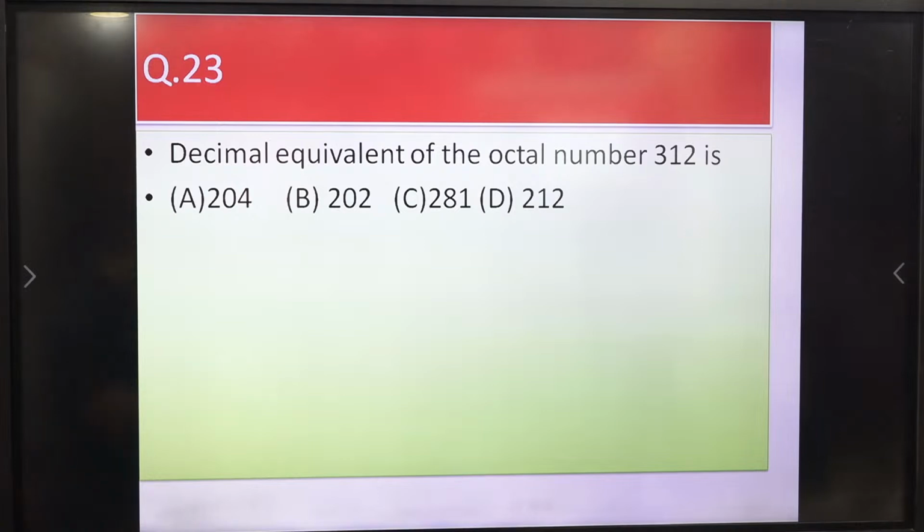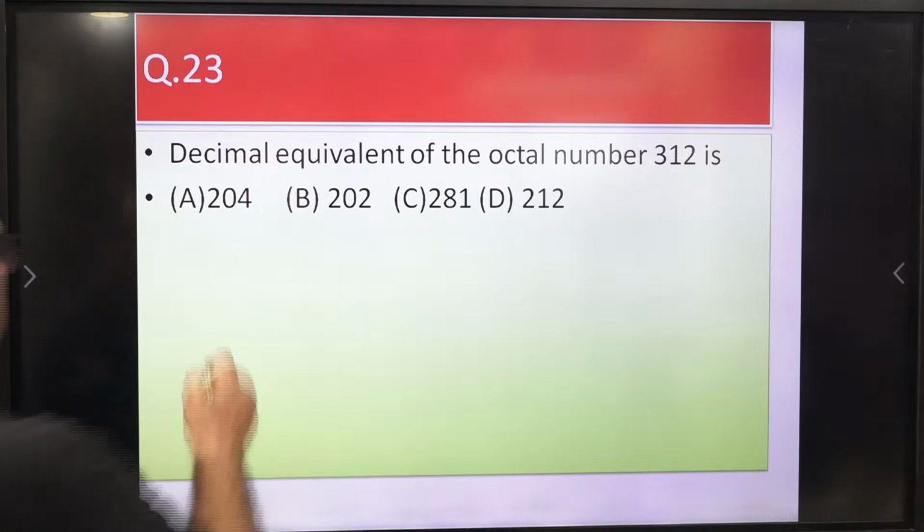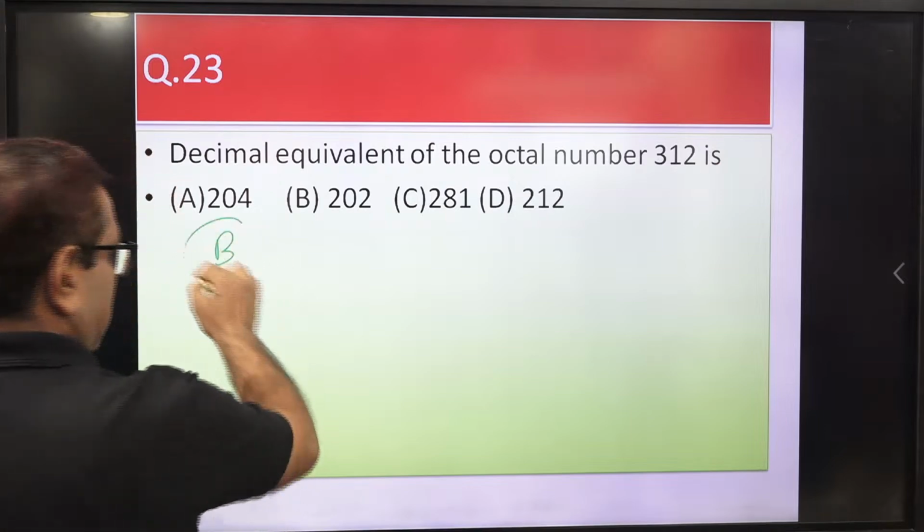Okay, any base to decimal conversion you should know. Binary to decimal, octal to decimal, hexadecimal to decimal, all these conversions. Okay, so SSJ is getting B answer. I hope all of you can solve this.